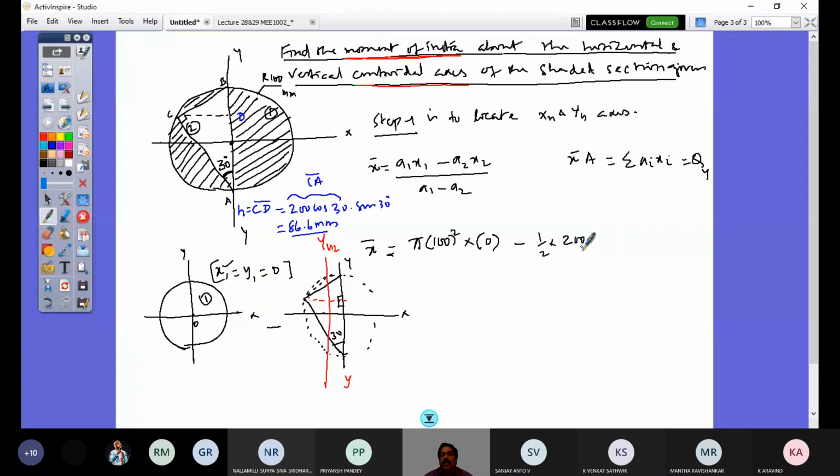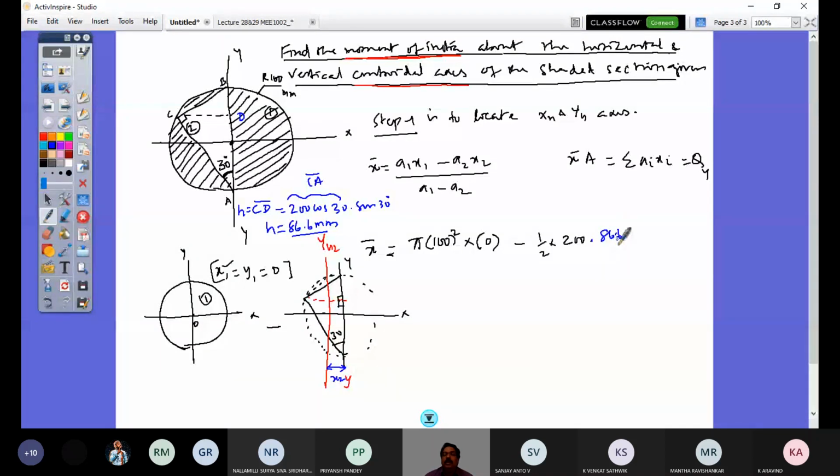So here x2 is what is this? This is h. This is h. So x2 will be 1/3 of this, right? Because x2 is this distance, the yg axis distance. This is x2. So 1/3 of this height. So that's going to be 86.6 by 3.